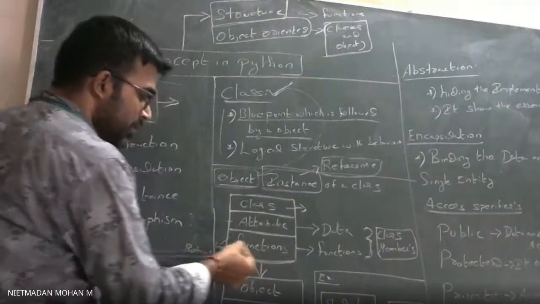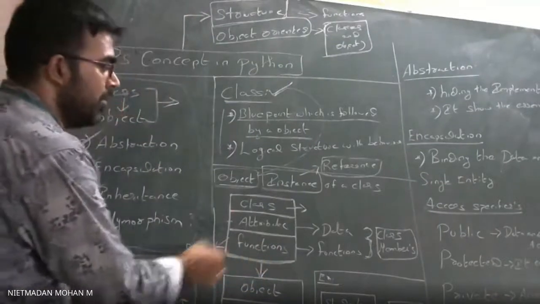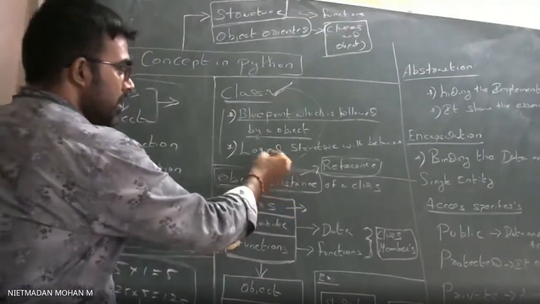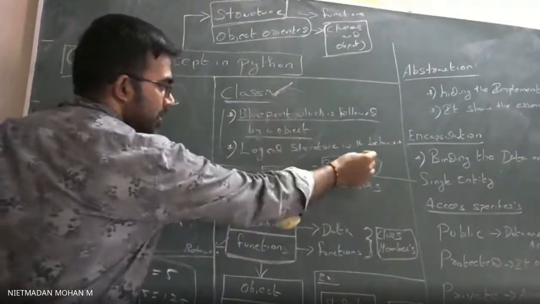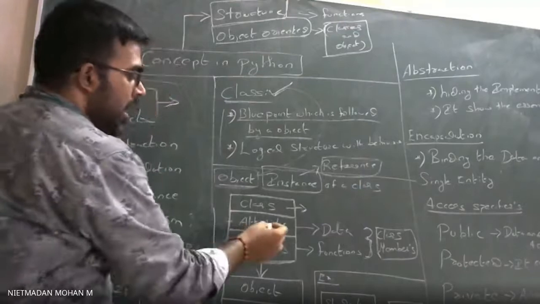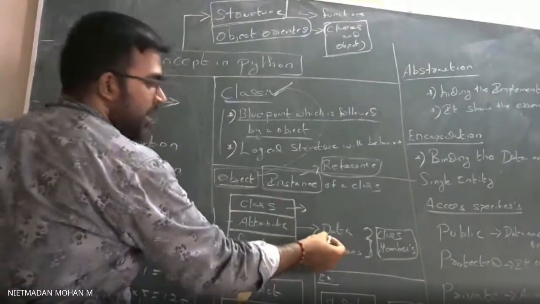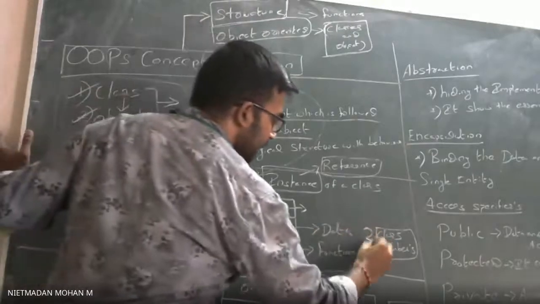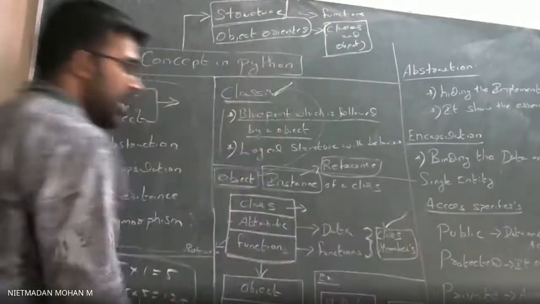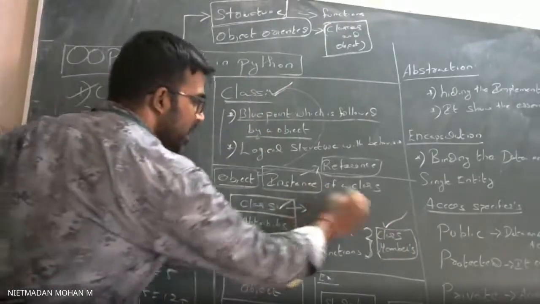The function will be represented by behaviors. Behavior in the sense of logical structure. The class will consist of behavior, and the attributes will be represented as data. So these two, data and behavior, are known as the class members. So if we have a class name and the class members.